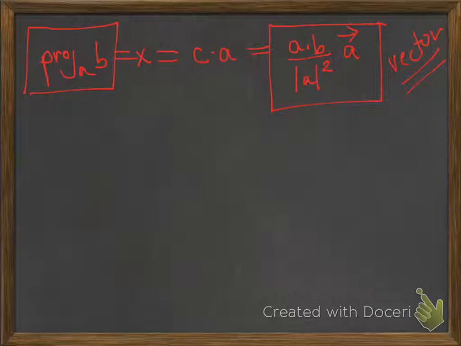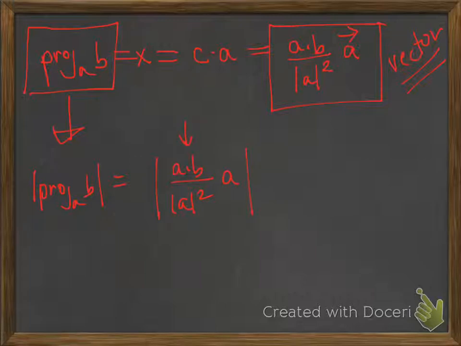Okay, well, what's the magnitude of this vector right here? Well, the magnitude of the projection of B onto A is equal to the magnitude of A dot B over the magnitude of A squared times, so this is my scalar right here, times my vector A. So what it's really equal to is A dotted with B over the magnitude of A squared times the magnitude of A, which reduces to A dot B over the magnitude of A. And what we call this right here, the magnitude of the projection of B onto A, is the component of B onto A: A dot B divided by the magnitude of A.